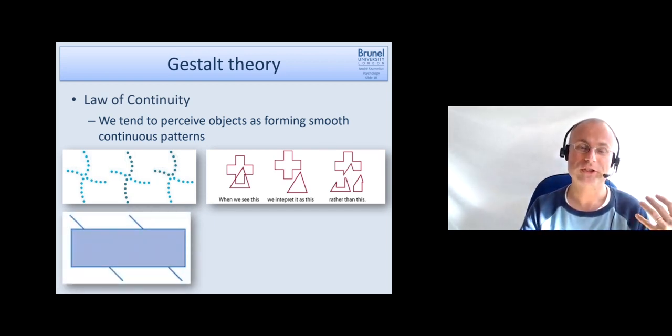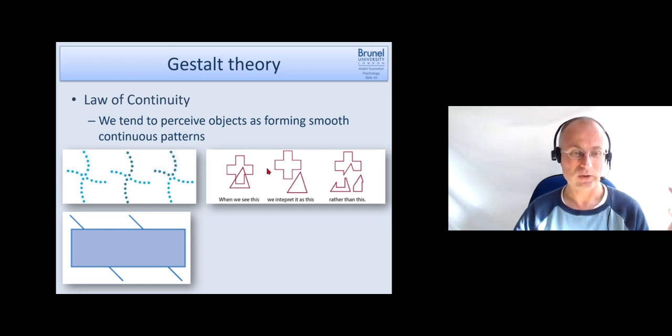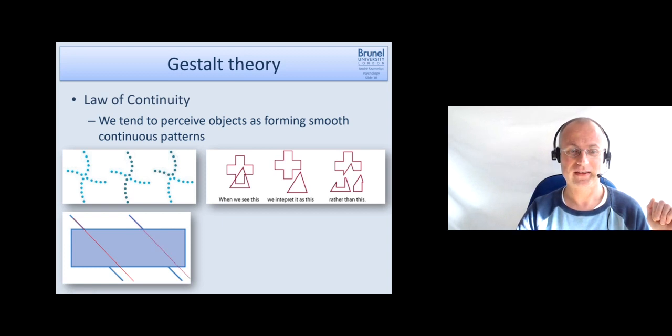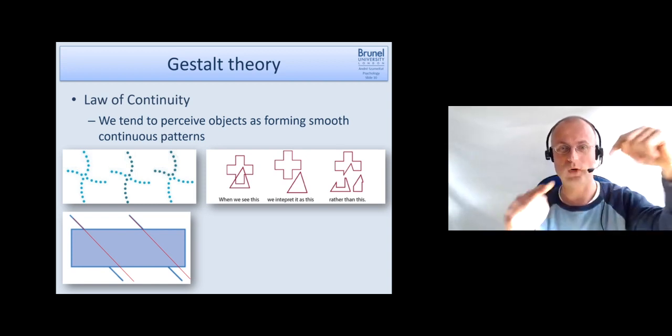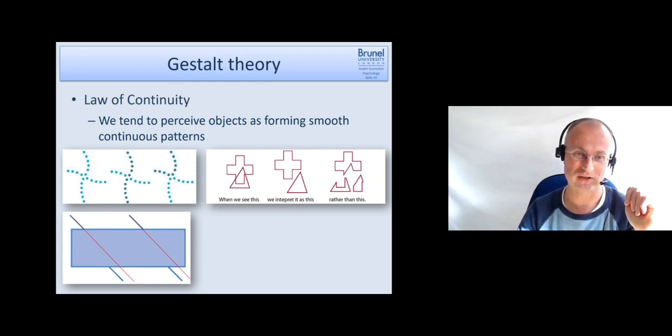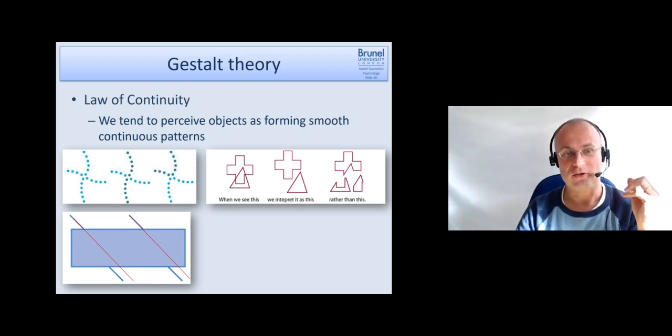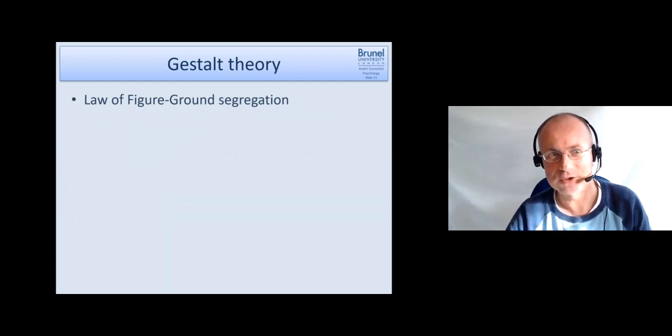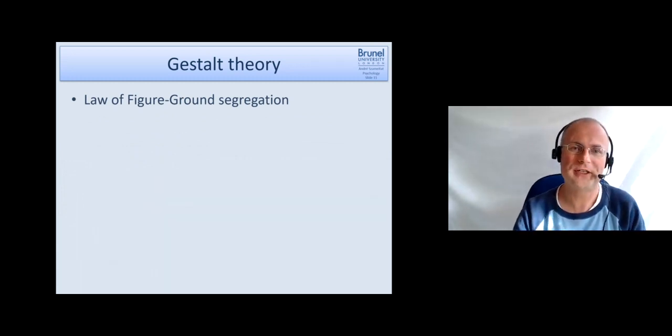Where the law of continuity holds as well is like here, where we see two lines which are covered by a square. And if you look closely, you see that something is slightly wrong here. Actually, it doesn't work. So technically, if there are straight lines, it can't be the same lines. But our percept is still that it's one line which is just covered up by the object, because we have this law of continuity. And the final one I would like to introduce is the law of figure-ground segregation.